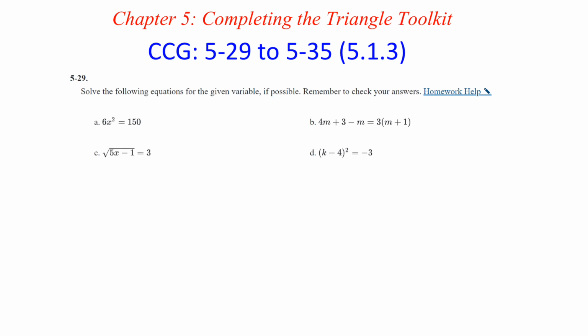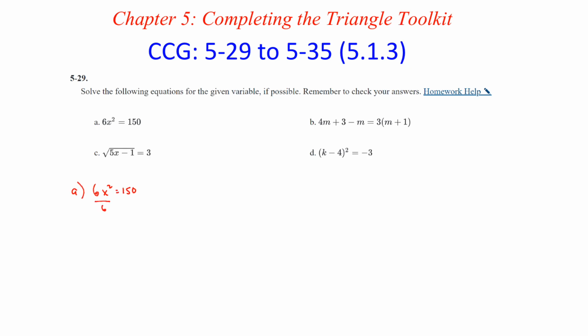Question 29. Solve the following equations for the given variable if possible. Remember to check your answers. So on question A, we have 6x squared equals 150. We do notice that it is a quadratic, hopefully, because of the x squared.